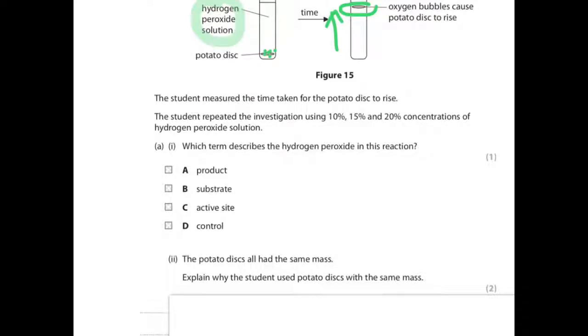The student repeated the investigation using 10%, 15% and 20% concentrations of hydrogen peroxide solution. So what we're doing here is we're varying the independent variable, which is the concentration of substrate, the thing we're breaking down. Which term describes the hydrogen peroxide in this reaction? Well, it would be substrate, which is the target molecule.